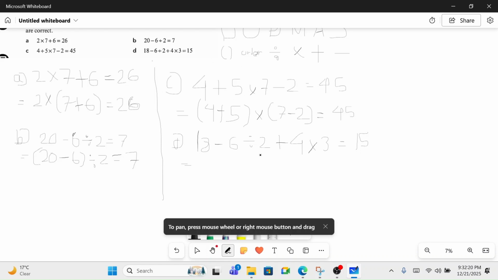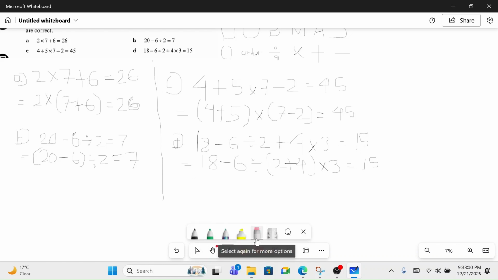Now 18 minus 6, this is fine, totally fine. 18 minus 6 gives us an answer of 12. Now 12, where I think placing brackets would be important. 18 minus 6, divided by 2 plus 4, times 3, which equals 15. And there you have it. That's our entire question number 3 solved in one go.